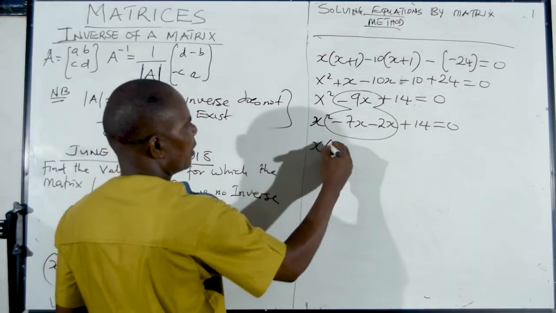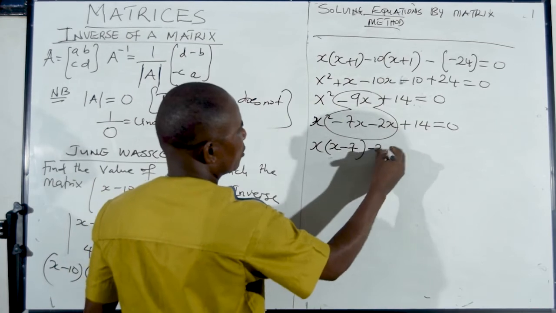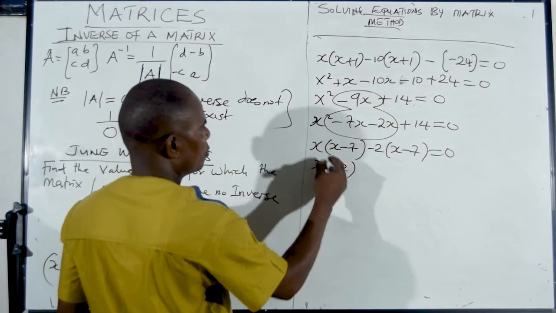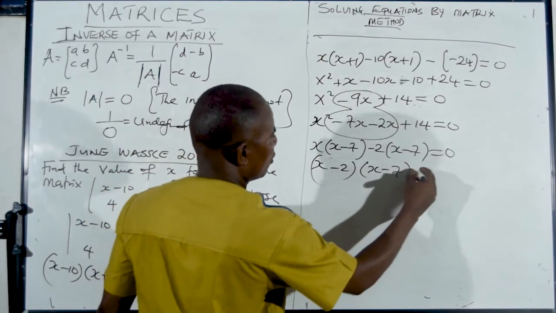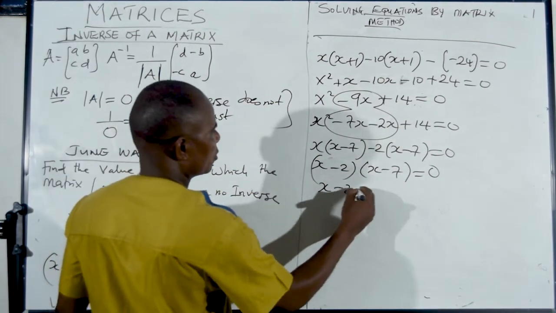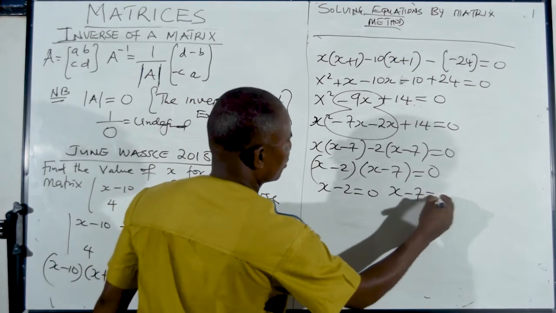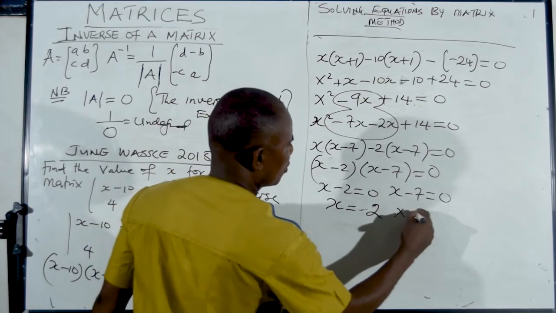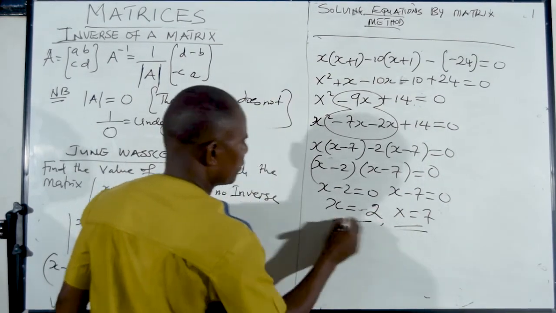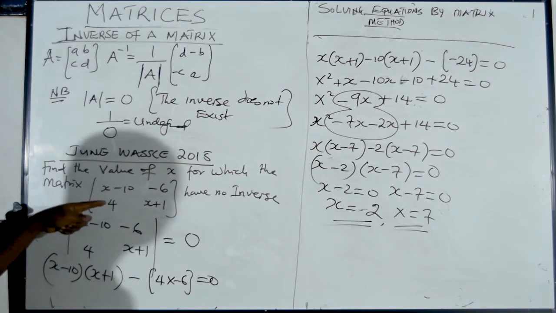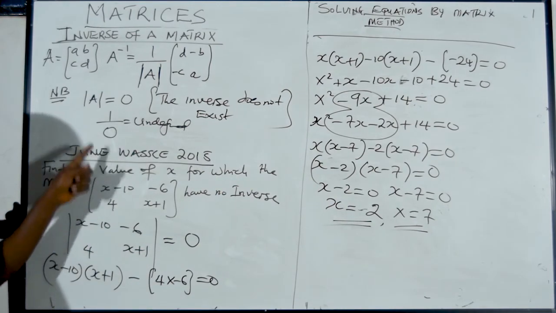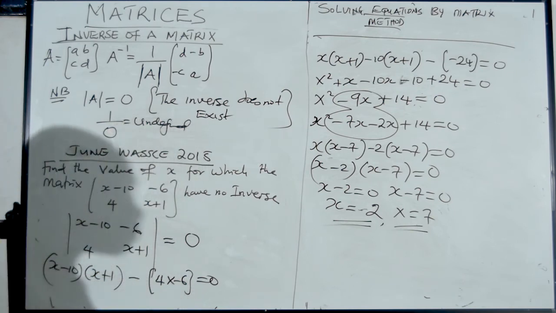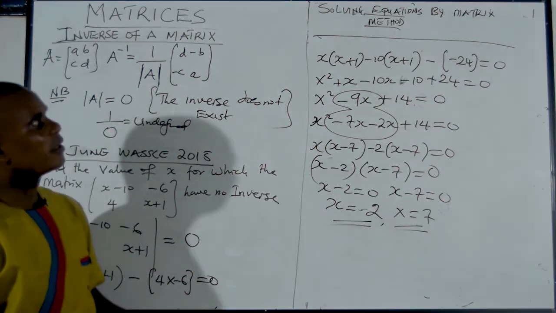So I factorize: x minus 7, and here x minus 7, all equals 0. So x minus 2 and x minus 7 all equals 0. So x minus 2 equals 0 and x minus 7 equals 0. So the values are x equals 2 and x equals 7. This is the value of x for which the determinant of this matrix is going to be 0, meaning the inverse must not exist in this case. So that is the end of that question.